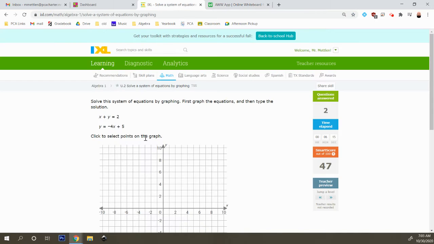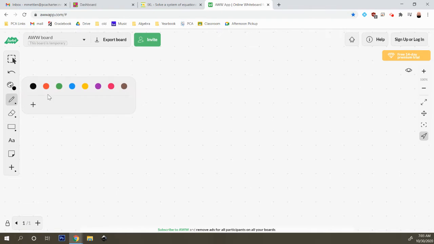There we go. Okay, so you can see this first one, there's a problem. It is not in the correct format. If we're trying to graph, then I need it to be in y equals mx plus b format because we keep looking at the y-intercept and we keep looking at the slope.